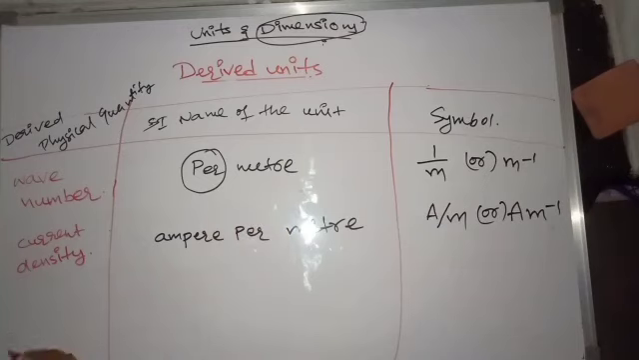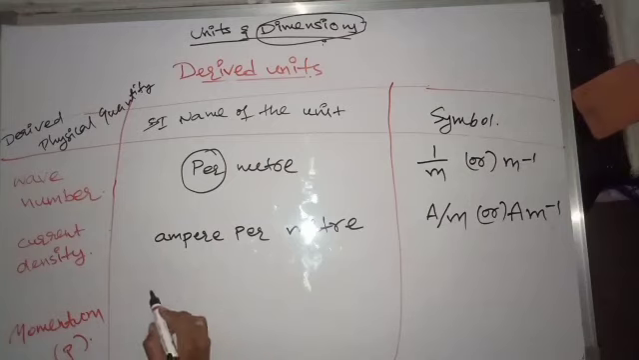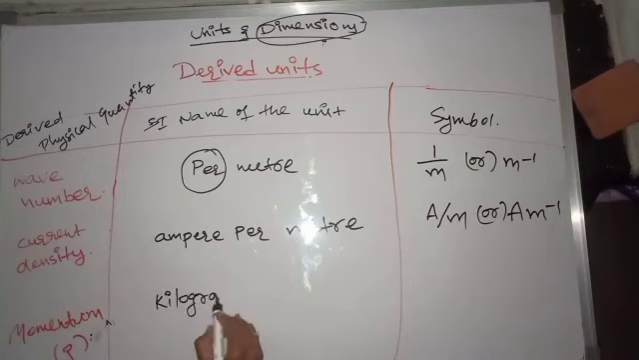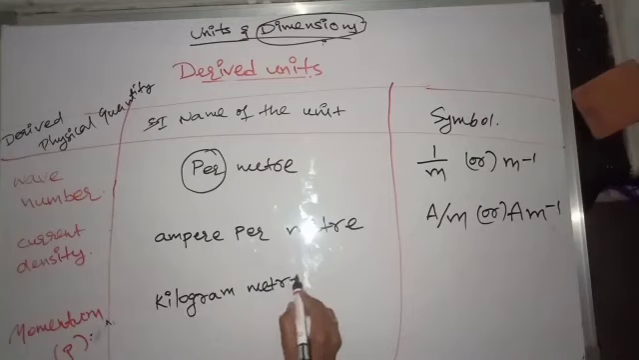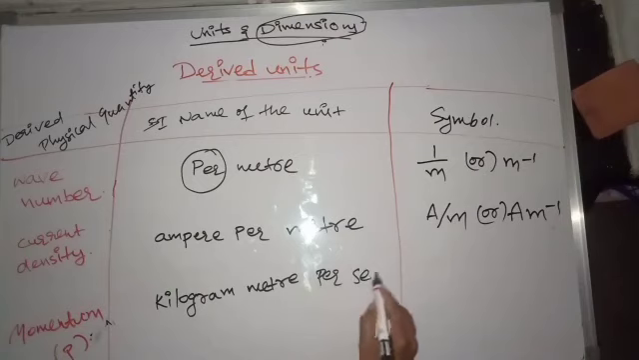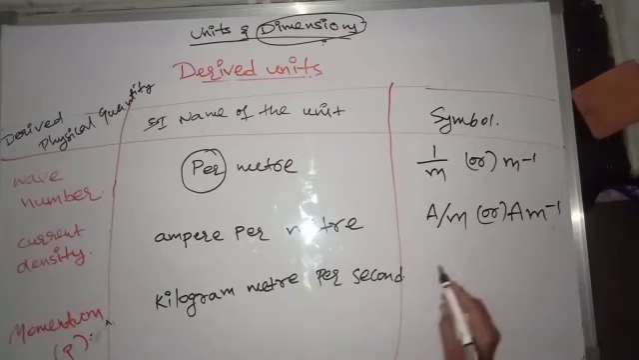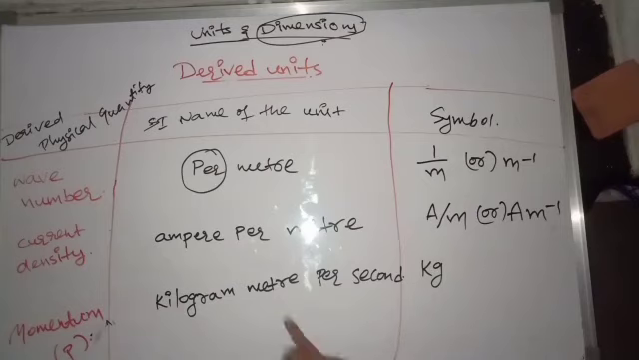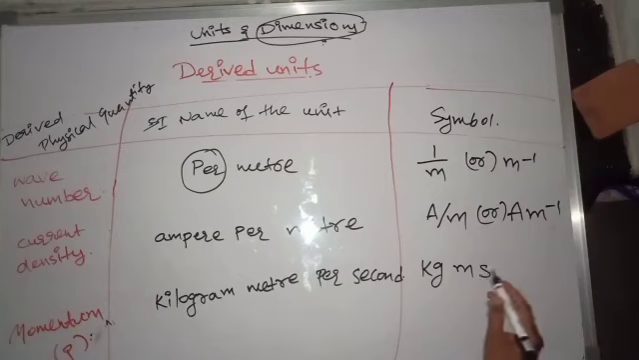And one more is momentum. It is denoted with p actually. Momentum p equals m into v. The unit is kilogram into meter per second. The symbol for kilogram is kg, meter m, per second, that is s power minus 1.